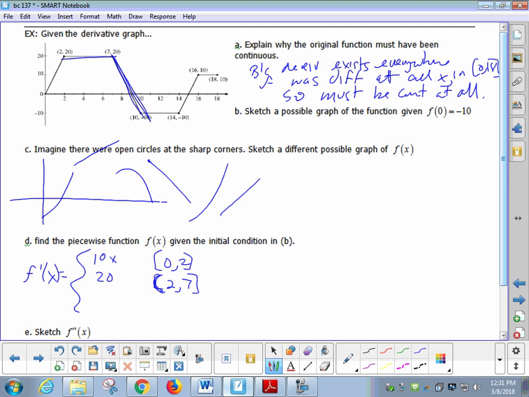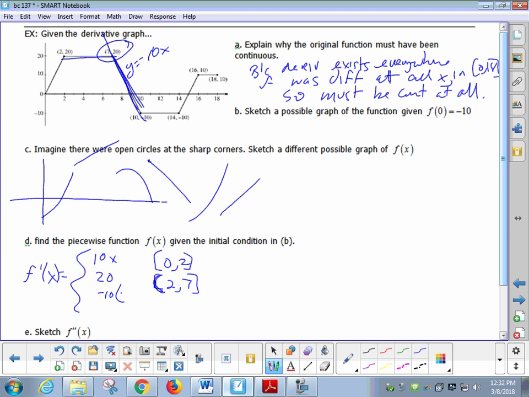Down what? Down 30 over 3, so the slope is negative 10. That's great. What about the piecewise component to it? Times x minus... Okay. Right, is this just y equals negative 10x?